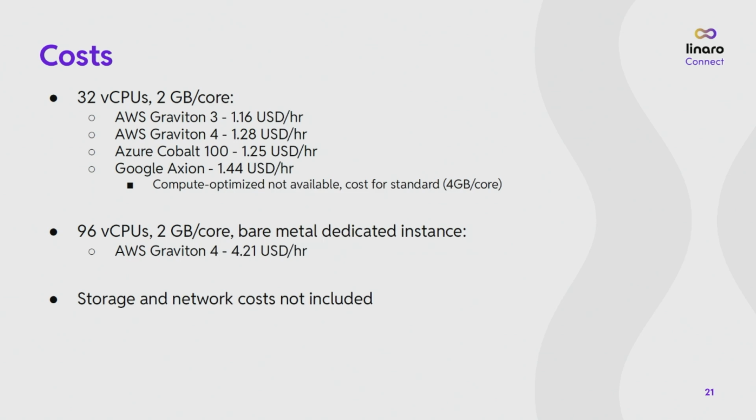Just notice that in this case, this is the cost for the standard instance that has 4 gigabytes per core, because in my tests, the one with 2 gigabytes was not available. For the bare metal dedicated instance, the cost was much higher, about 3 times that of the other instances. But in this case, we get 96 vCPUs and exclusive access to the hardware.